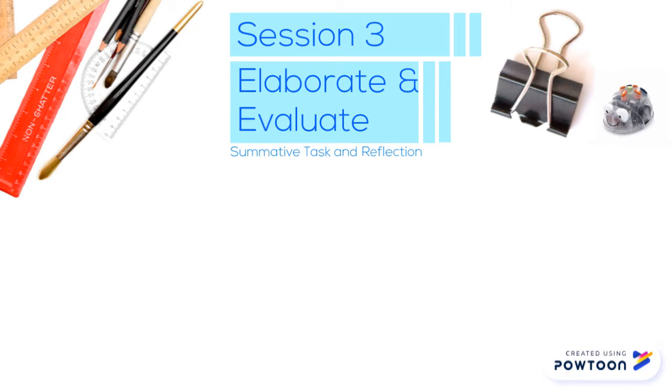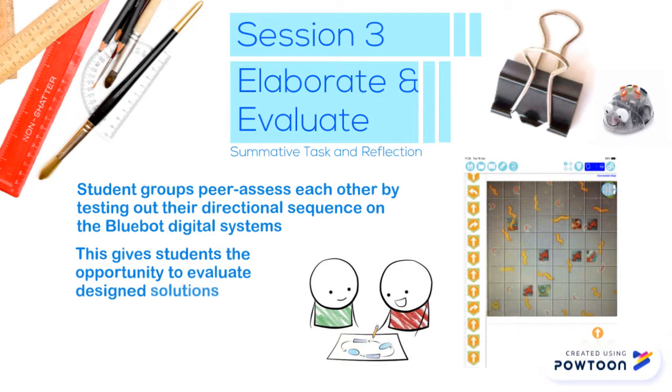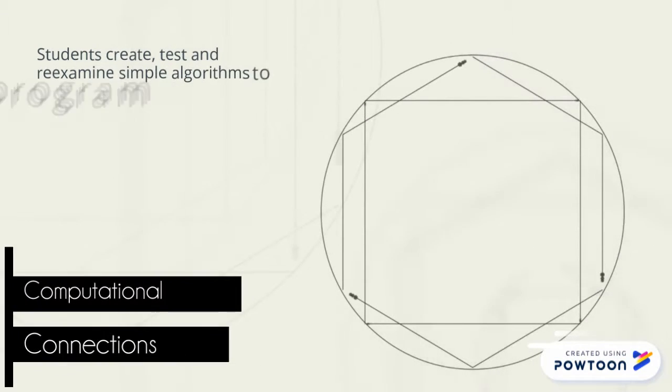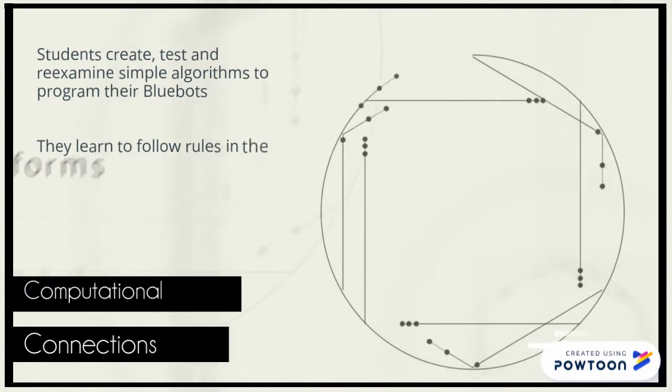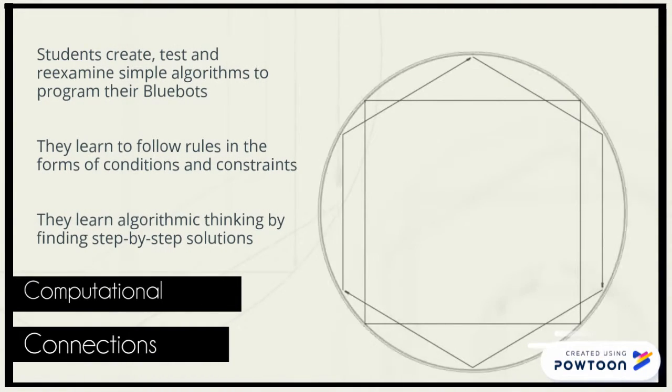For the second part of the session, students evaluate their learning by pairing up with another group to peer assess their sequence of directions and program them into the bluebot. Through a peer assessment, students will evaluate the design solutions of their peers and discuss any errors in pattern recognition or programming. Students work collaboratively to develop a step-by-step solution to the task by creating, testing, and re-examining simple algorithms to program their bluebots through a specific map.